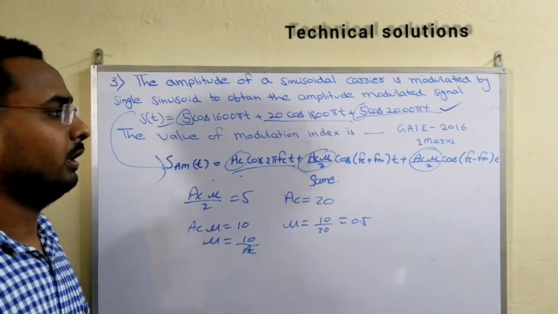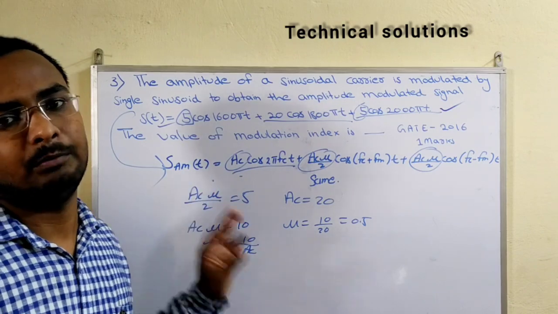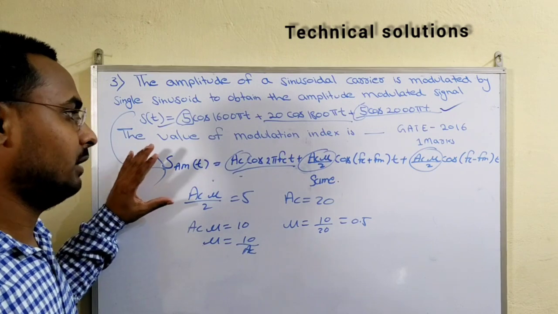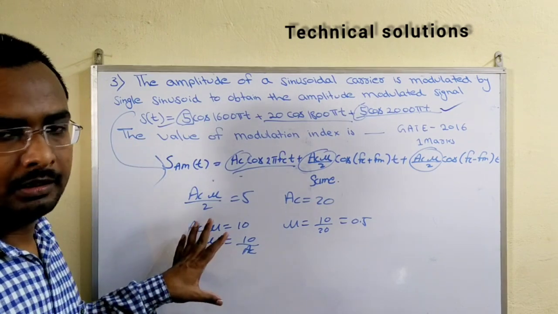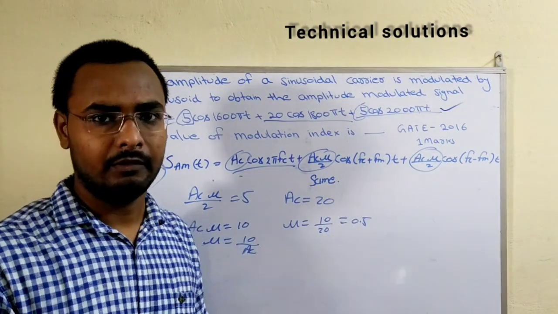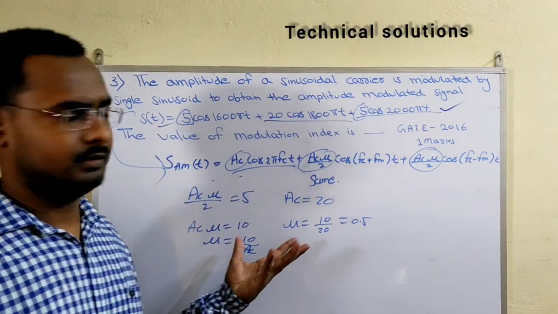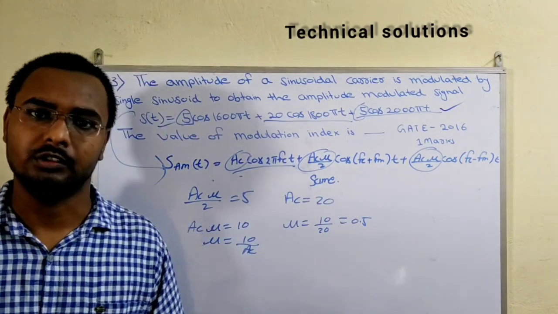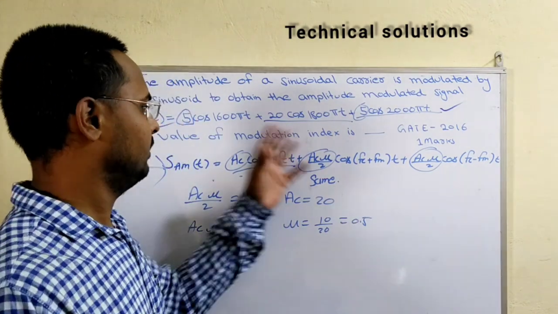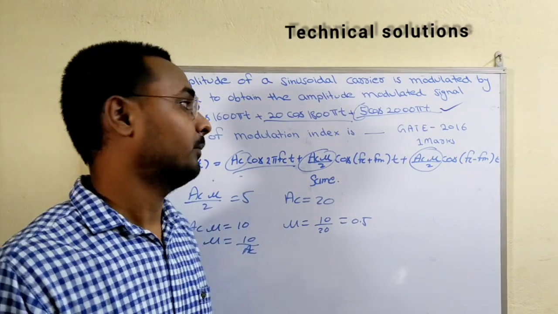The trick in this question is you have to remember the expression of single tone amplitude modulation. If you remember this expression, then you will easily get the value. And this question was for 1 mark. Fine. So you can see that some tricks are there and some formula based questions are also there. So you have to practice lots of questions. And if you have any further doubt, then you can text me.